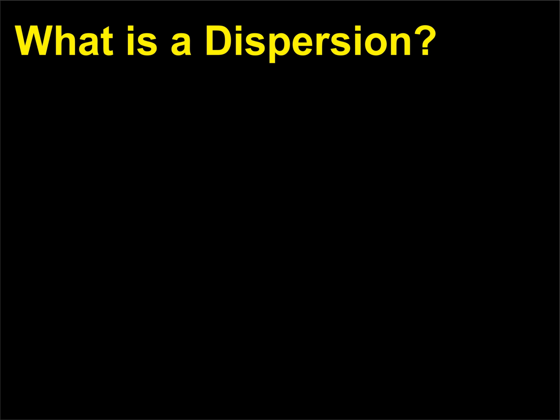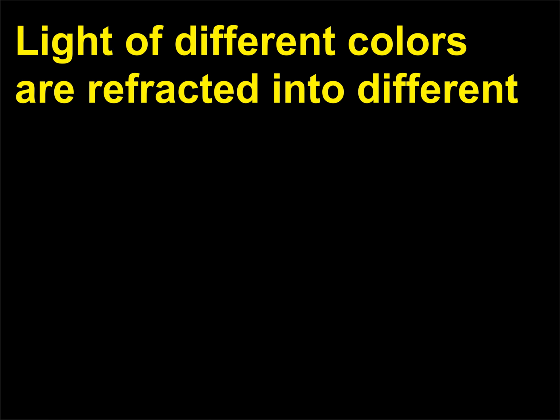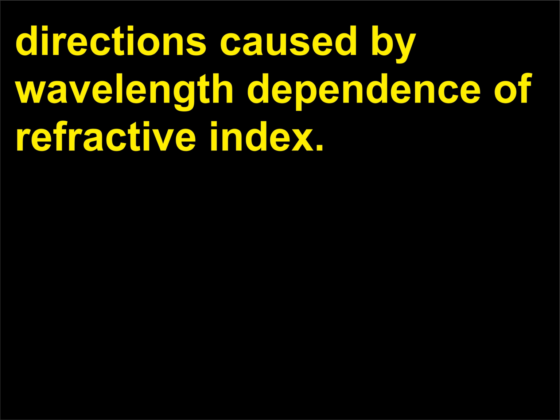What is a dispersion? Light of different colors are refracted into different directions caused by wavelength dependence of refractive index.